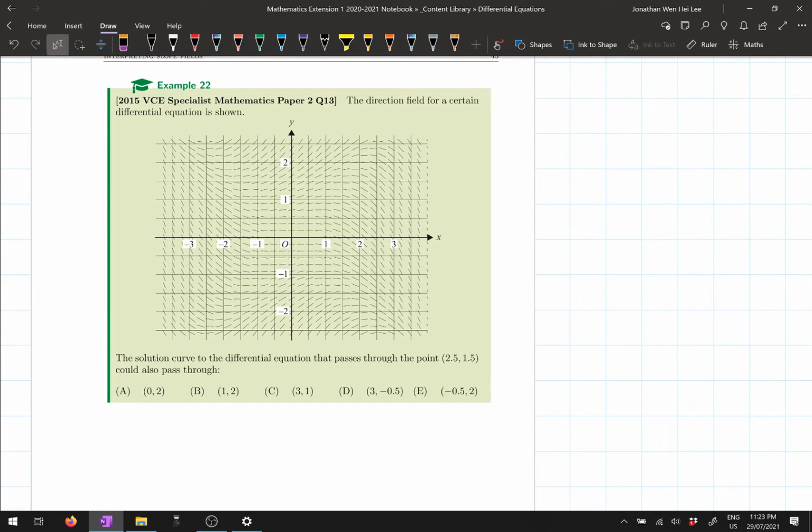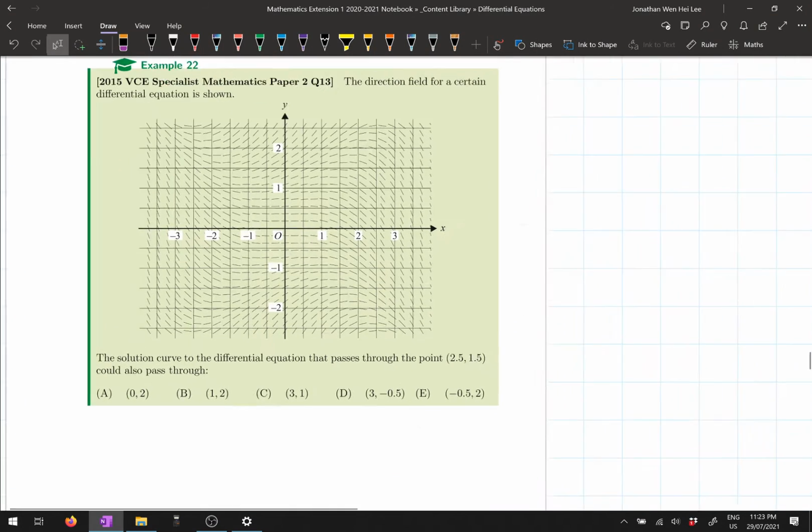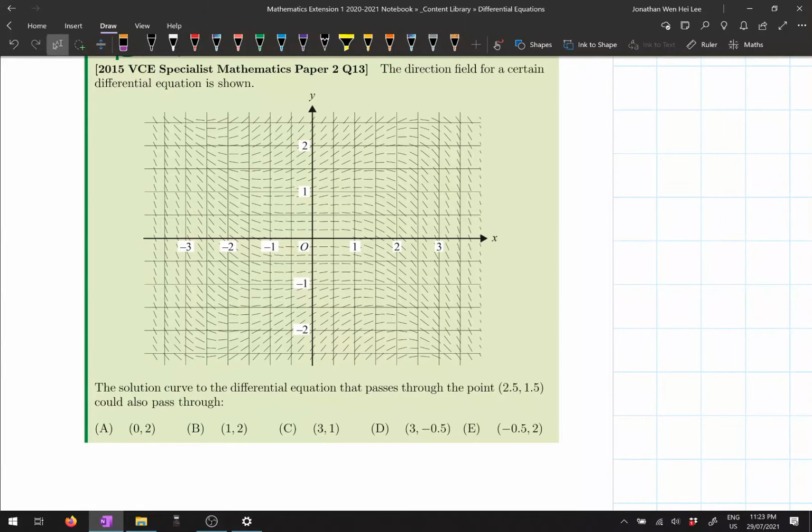The direction field for a certain differential equation is shown. So here we've been given the slope field for that particular differential equation. The solution curve to the differential equation that passes through the point 2.5, 1.5 could also pass through... So what we're doing here is they're telling us that we want to find the particular solution that goes through 2.5, 1.5. So here I'm going to put in 2.5, 1.5. So 2.5 is over here, 1.5 is over here. And so what we want to do is figure out what other points could go through the same solution curve that goes through 2.5, 1.5.